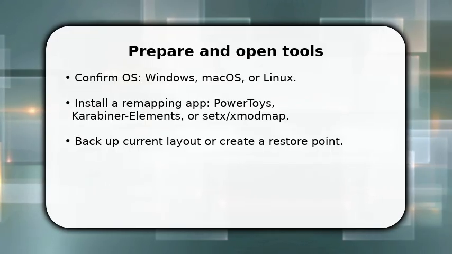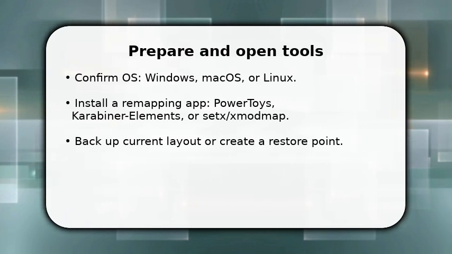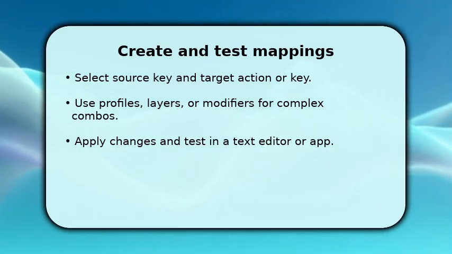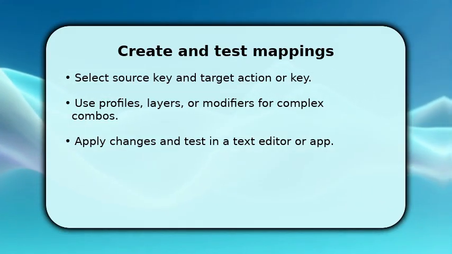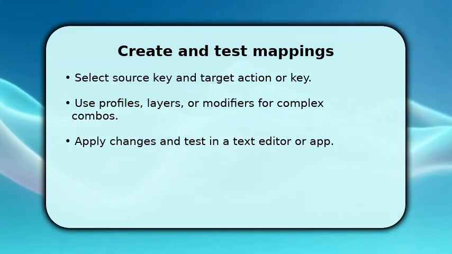Next, open the Remapping app and locate the Kira Maps section to begin mapping keys. You now create the actual mapping by selecting the source key and assigning a target key or action. For combinations, use profiles or layers and bind modifiers like Control, Alt, or Option to avoid conflicts.